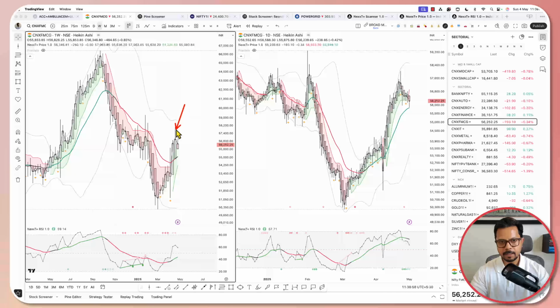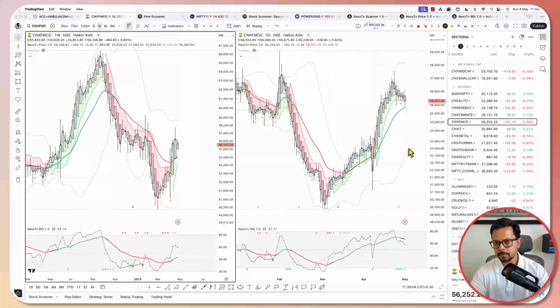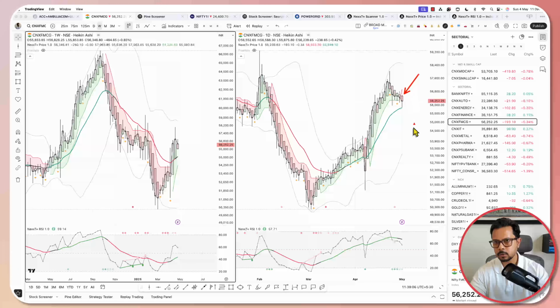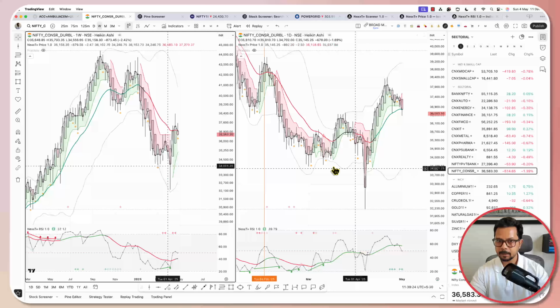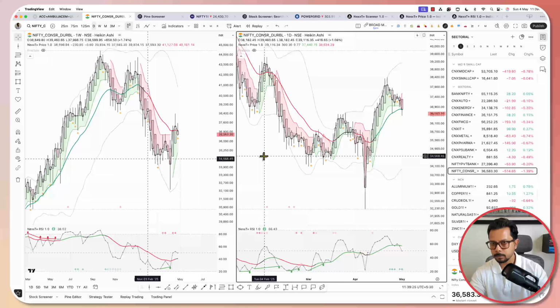FMCG has given a very nice bounce back, but it's dealing with this zone on the weekly, these zones on the daily. And right now with Friday's close, it's just losing a bit of grip on the trend, on the super trend, and RSI is cooling off. Any kind of a bounce back can be an opportunity on the downside. But hit and run trades, please. Or better, just stay away from FMCG, to be honest.